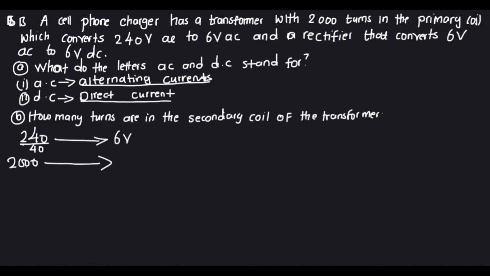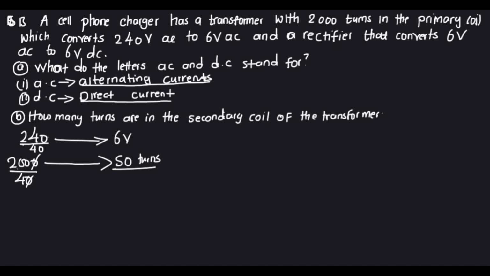So the same pattern will also happen to the number of turns. So the point here is the number of turns and the voltage move in the same proportion, or they use the same ratio. So whatever happens to the voltage, if it was divided, then you do the same to the number of turns. If the voltage was multiplied by a number, you use the same number to multiply the number of turns to have the number of turns on the secondary coil. So meaning here we are going to divide by 40. Then 40 into 2000 will give us 50 turns. So we are expecting it to have 50 turns on the secondary coil.